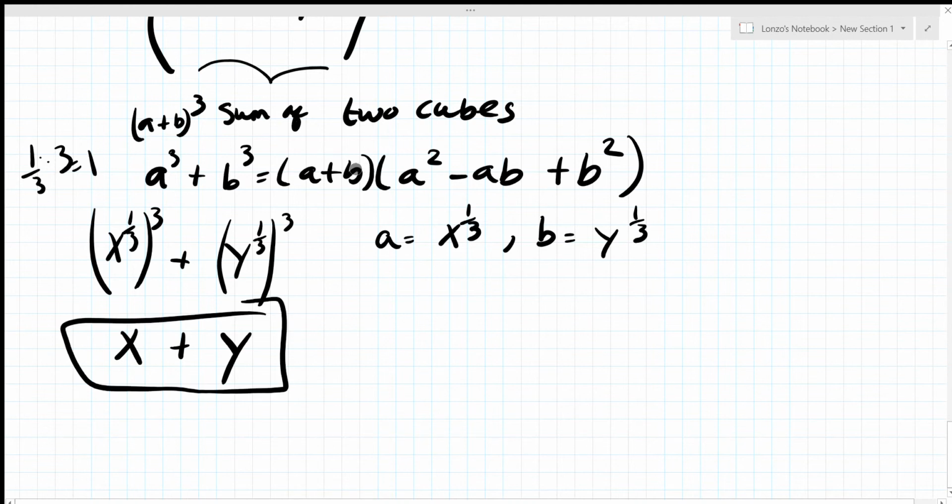You didn't have to put it in this form, because if you did and then FOILed it out, everything would cancel and you'd be left with x plus y. So this is a really good shortcut.